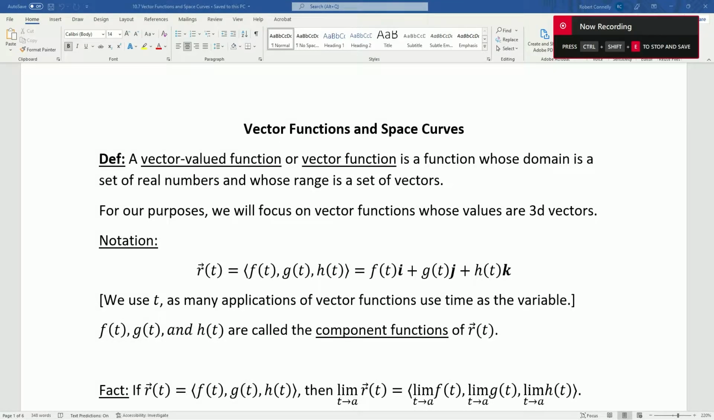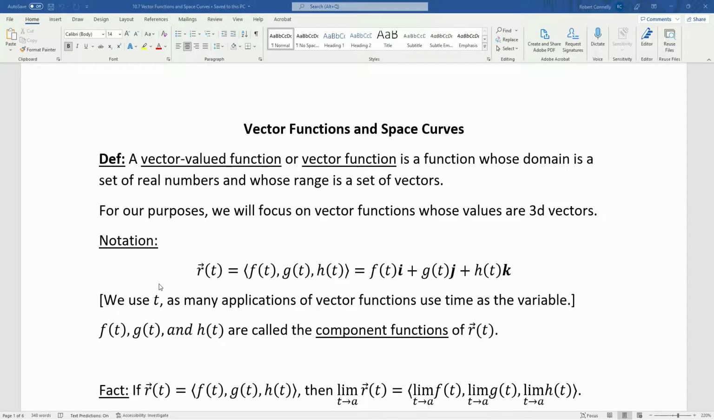Hello everybody, and welcome to our video on vector functions and space curves. So essentially what we're going to be talking about now is functions that not only take inputs perhaps of vectors or individual variables, but also output vectors. So this is a function whose domain is the set of real numbers and whose range is a set of vectors. So here we've got this notation, r of t equals angle bracket f of t, g of t, h of t, angle bracket, or f of t i plus g of t j plus h of t k.